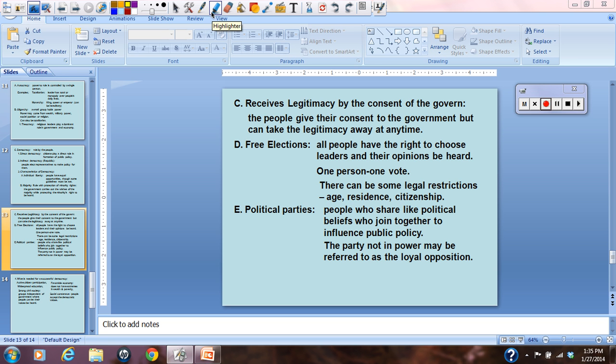All right? Now, again, here's legitimacy. Shouldn't be too tough. But when we have free elections, we make sure that people have what? Free election. Right to be heard. Opinion. One person, one vote. But even though there's one person, one vote, there can be what on it though? There can be legal restrictions. What is a political party? They're basically people who share the same political beliefs that join together.